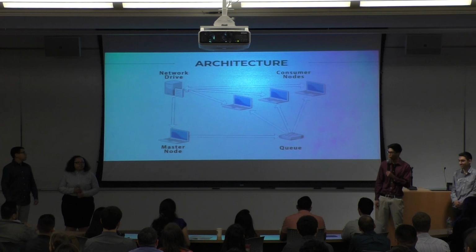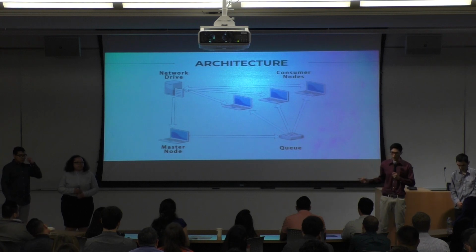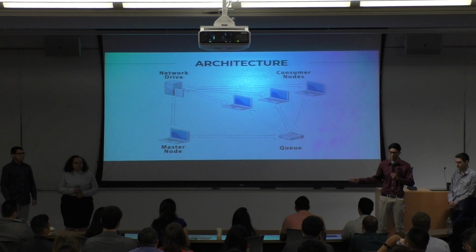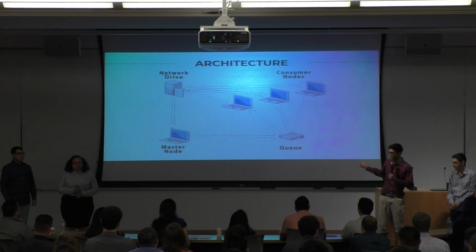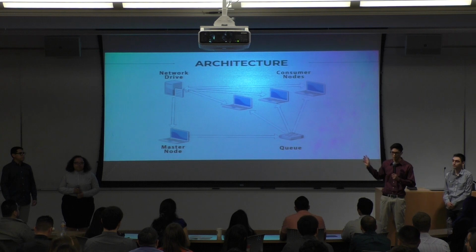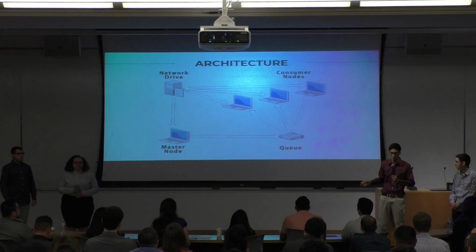We had a shared network drive with the master node and the consumer node. The master node would take jobs from the network drive, send them to the queue, which then the master node would round robin the jobs to the consumer nodes. And once the job was complete, it would send an acknowledgement message to the master, which would take that job out of the queue.